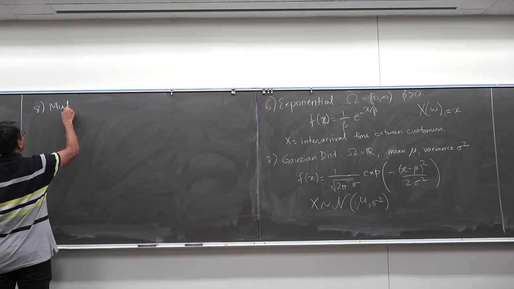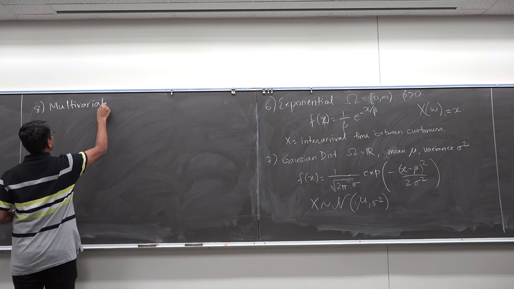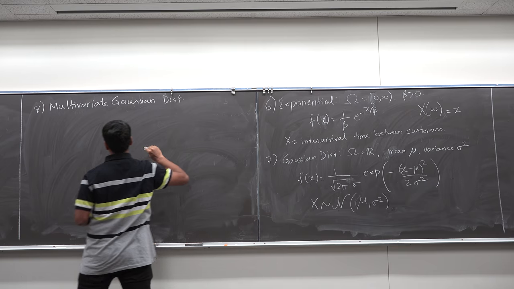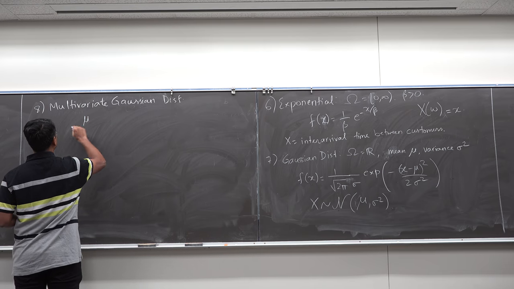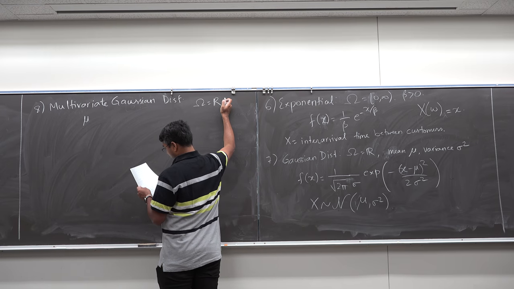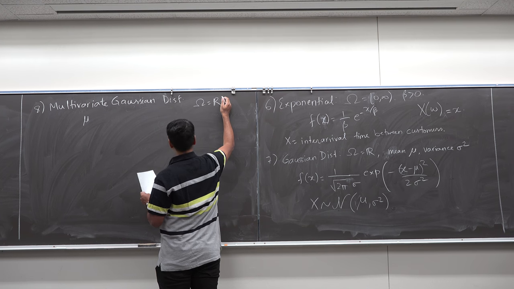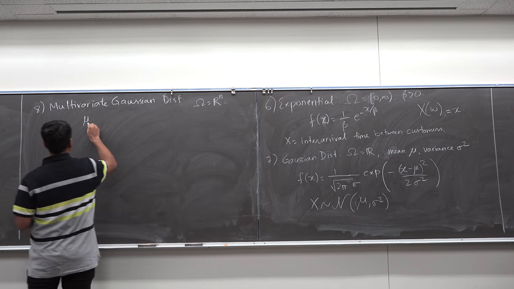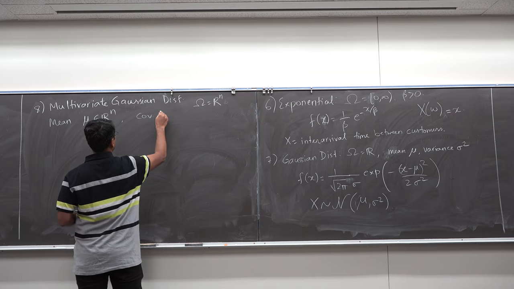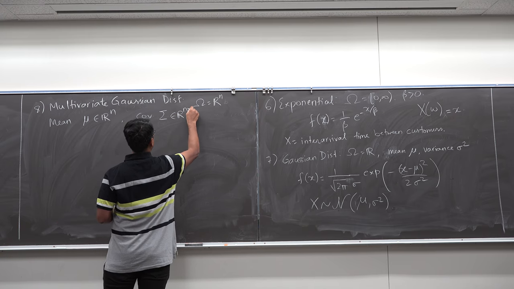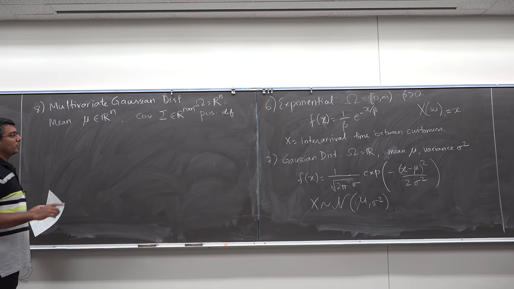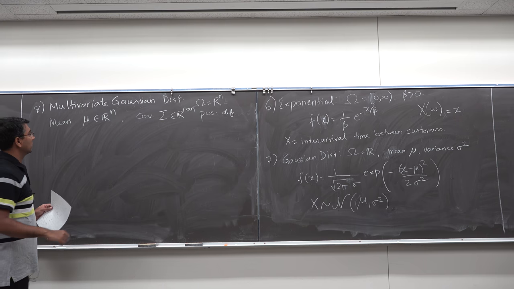Eighth is the multivariate Gaussian distribution. Here omega is equal to R, okay, let me pick R^n for now. So the mean is mu in R^n, covariance is sigma, which is a positive definite matrix. So it has to be symmetric and all its eigenvalues have to be greater than zero. So that's a covariance matrix.